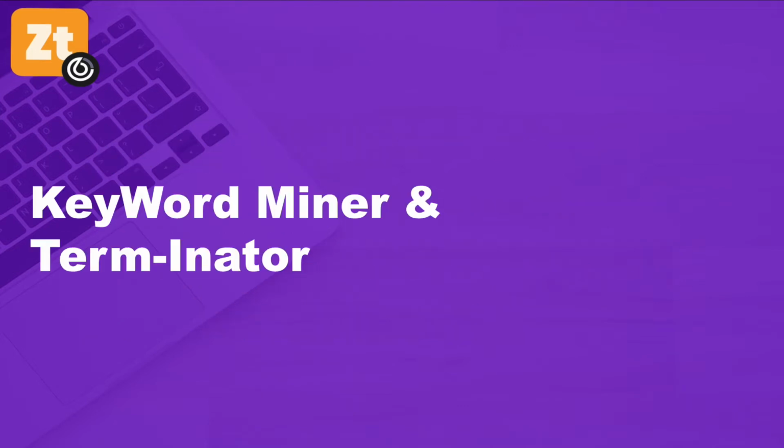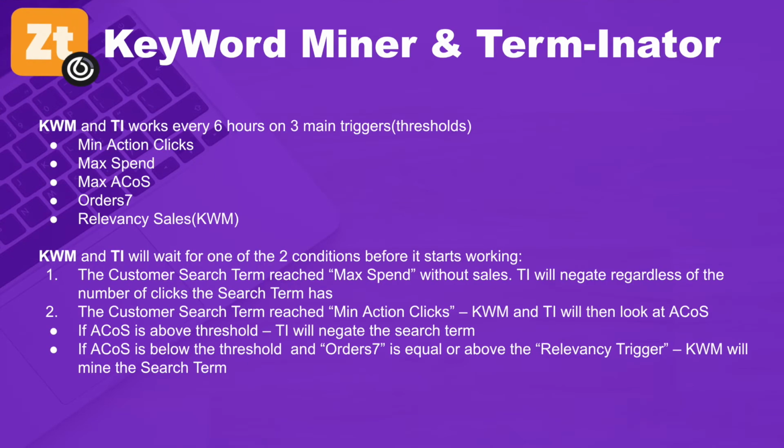Next part of our rule parameters is the keyword miner and terminator. Same as Automate 3.0, keyword miner and terminator works every 6 hours on 3 main triggers. Min action clicks, max spend, max ACOS, orders 7, and relevancy sales. Keyword miner and terminator will wait for one of the two conditions before it starts working.